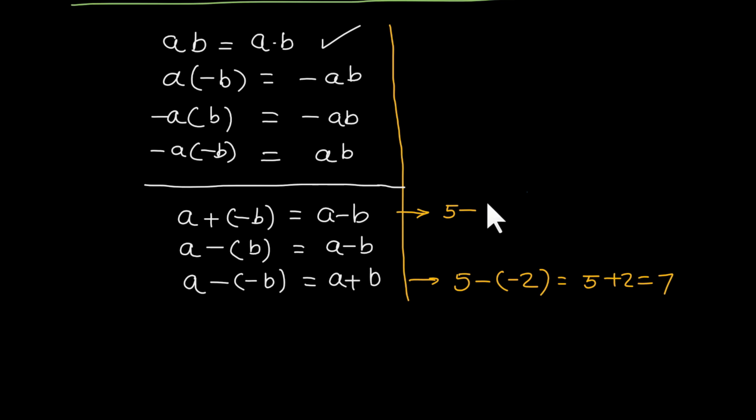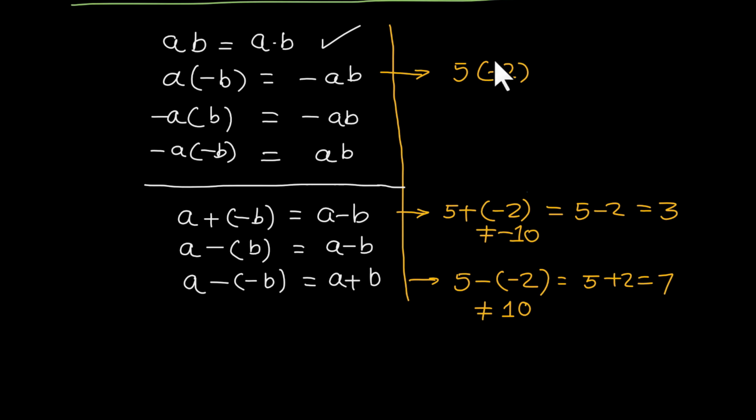Likewise, 5 plus minus 2 is the addition of 5 and negative 2. Multiply the positive sign with the negative sign, that gives you a negative 2. 5 minus 2 equals 3, and it's not negative 10. Similarly, 5 times negative 2 is the product of 5 and negative 2. So it must be negative 10, not 3.